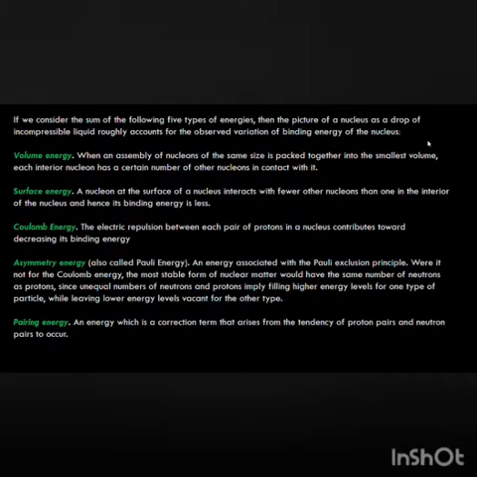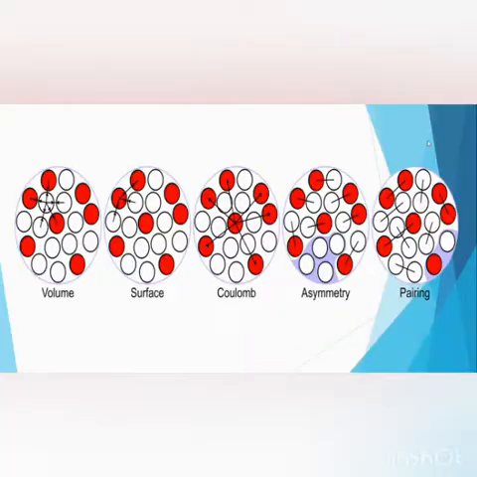If we consider the sum of the following 5 types of energy, then the picture of a nucleus as a drop of incompressible liquid roughly accounts for the observed variation of binding energy of the nucleus. At first, we have the volume energy. When a group of nucleons of the same size is packed together into the smallest volume, then each interior nucleon has a certain number of other nucleons in contact with it. Here we can see that in the volume term, if we consider any nucleon right here, there are other nucleons in its surrounding which it is in contact with.